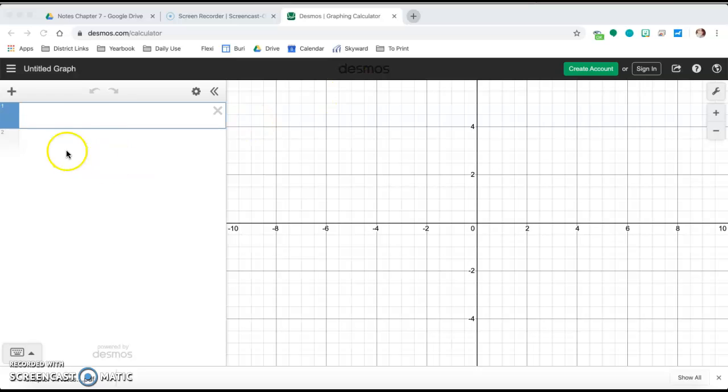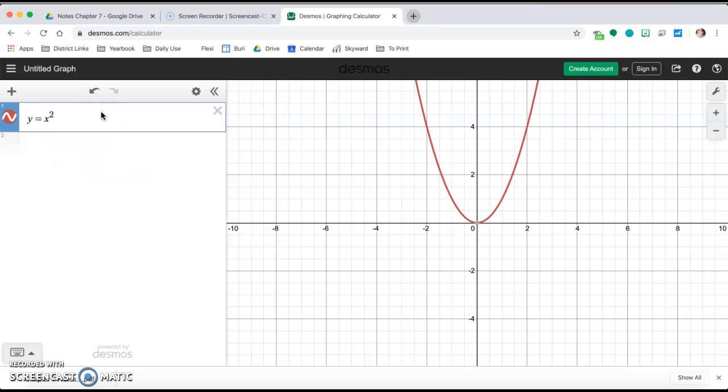So the first thing it asks us to do is type in y equals x squared. And what do you notice just starting off the bat here? Where is the vertex of this parent graph? Well, the vertex in this case is at 0, 0.